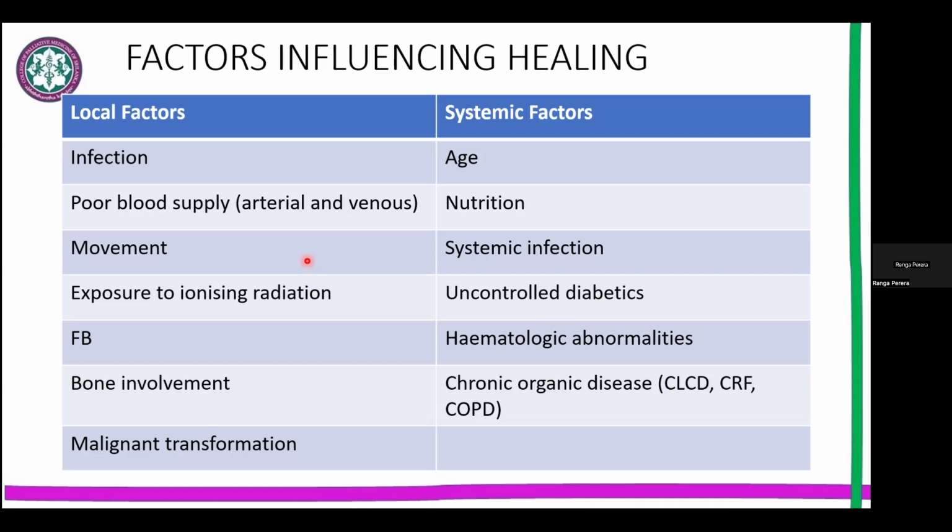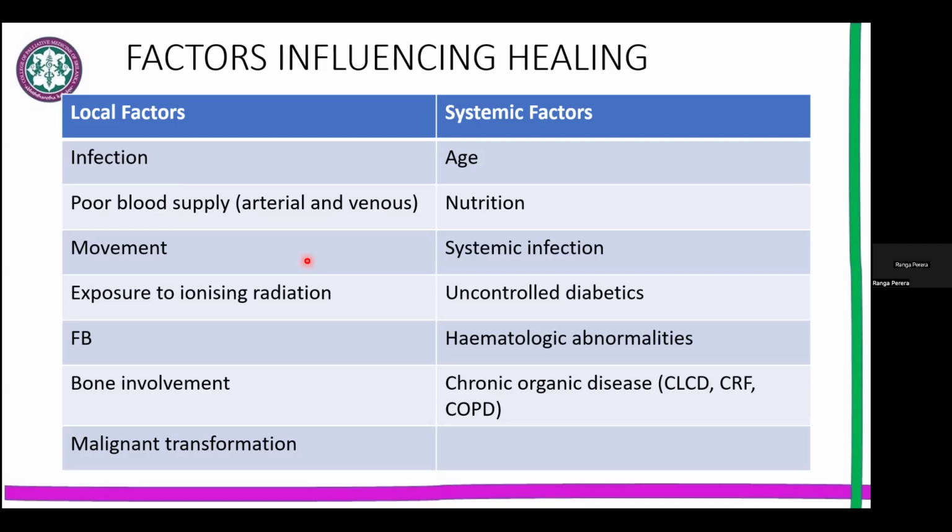Exposure to ionizing radiation. Either before or after, when there's wound healing, if you undergo radiation therapy, the wound healing becomes very poor. If there's a foreign body implanted inside, there will be infection and continued sinus and discharge. That will be a problem for healing. Bone involvement: if there's a bone piece in between this area, or there's a bone connected to the external wound causing chronic osteomyelitis, there's difficulty in wound healing.